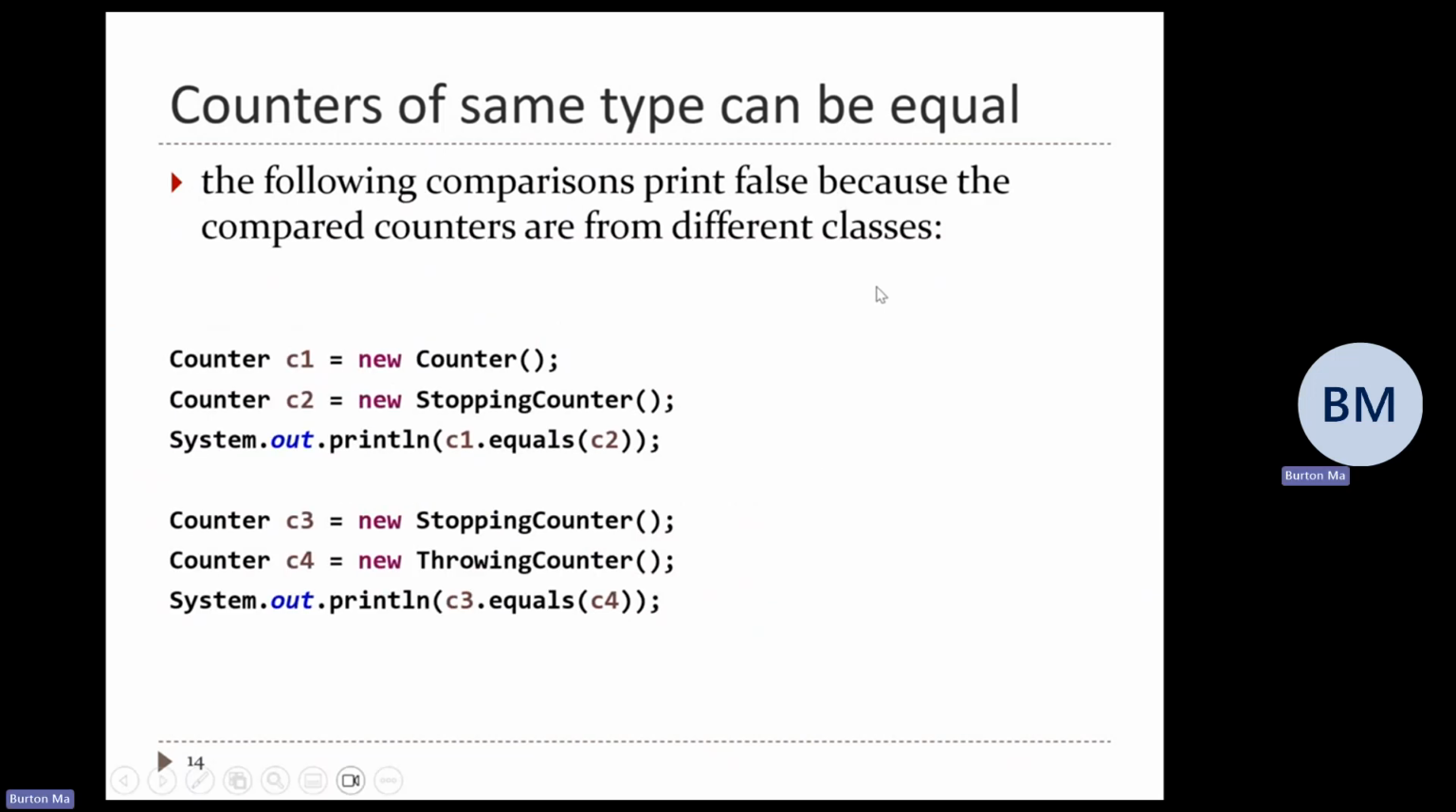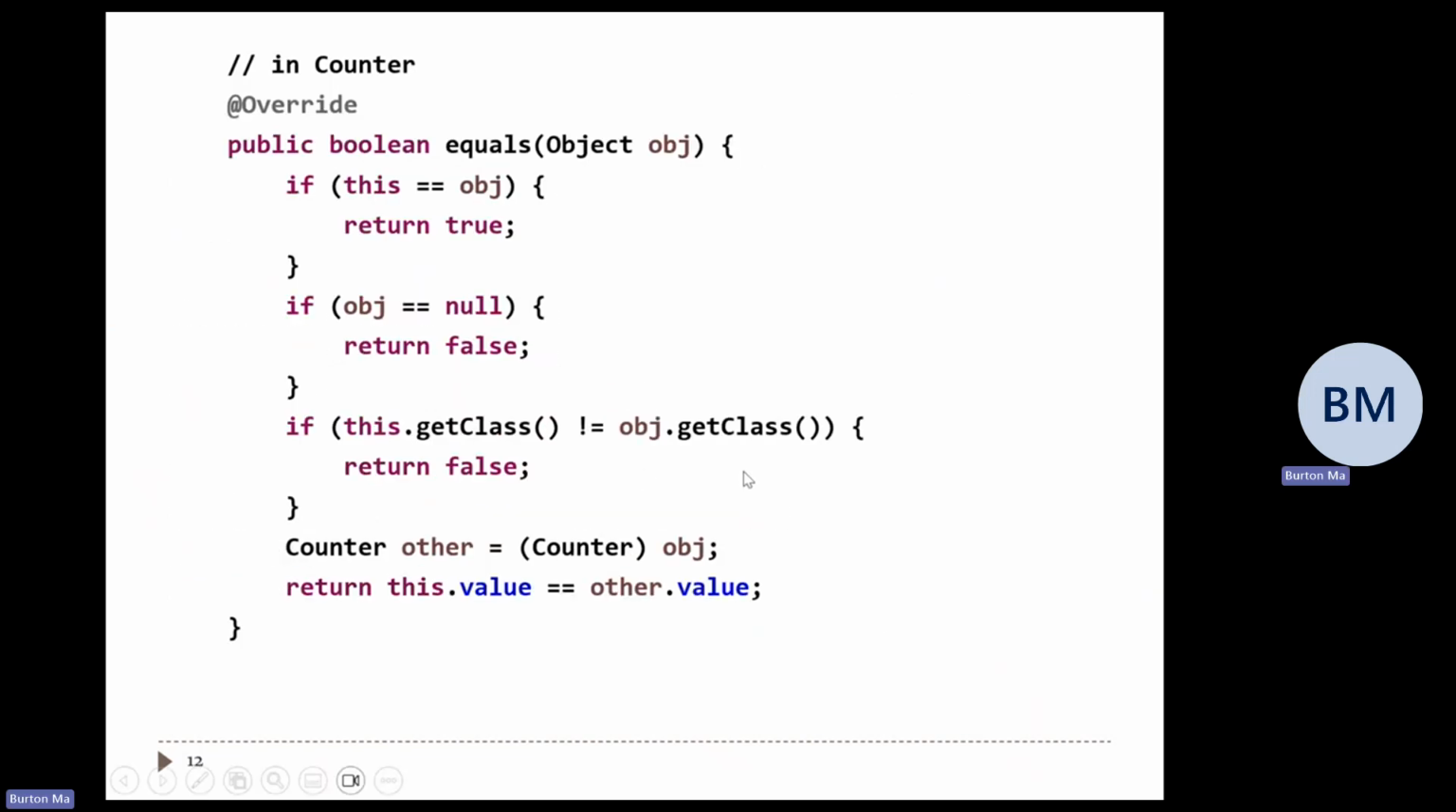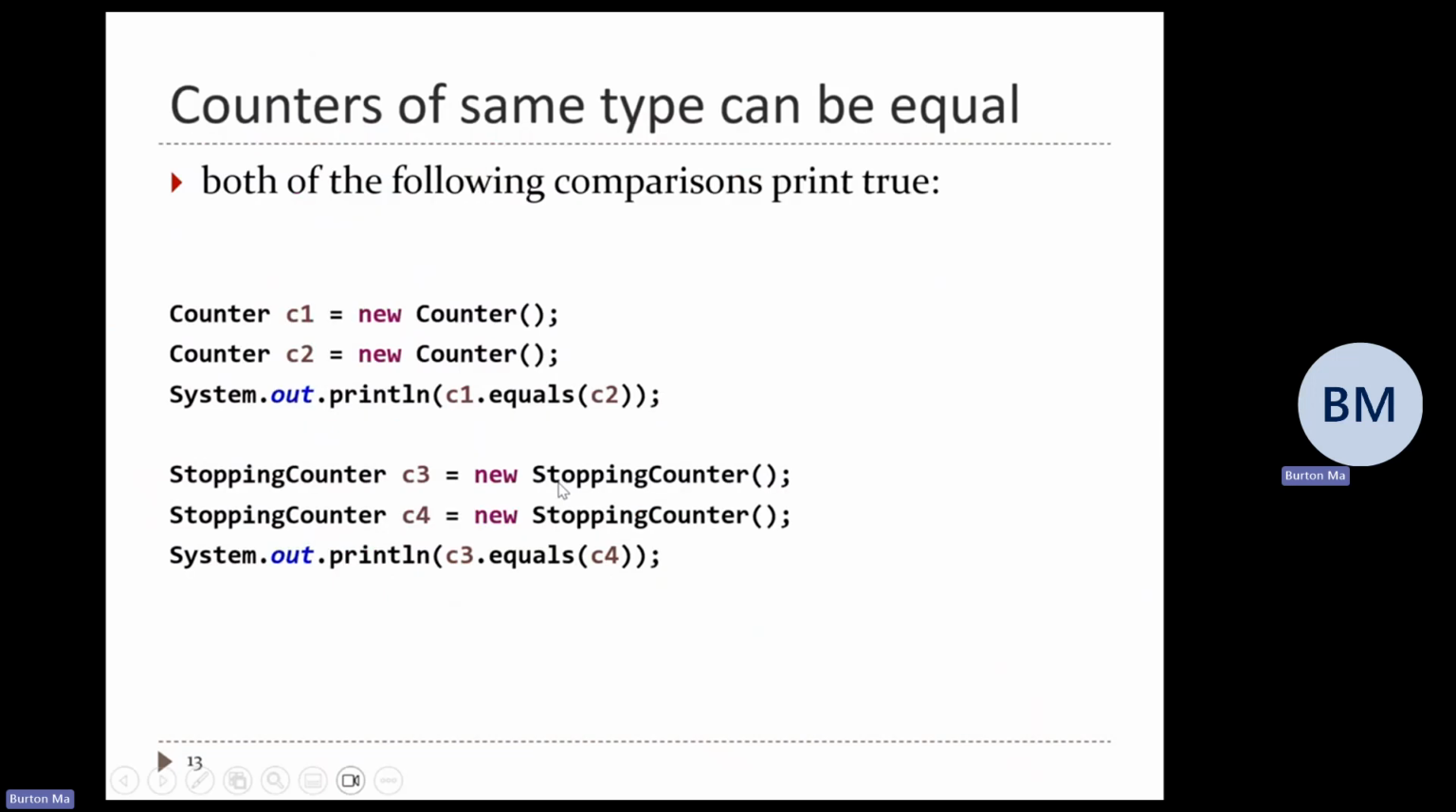Here's where you run into a problem. If I have a counter in C1 and a stopping counter in C2, when I write C1 equals C2, what is the type of C2? Well, over here it says it's a counter, but on the right-hand side, it's really a stopping counter. So when you get to this line, the actual type of OBJ is a stopping counter, while the actual type of this is just a plain old counter. These aren't the same, so now you return false.